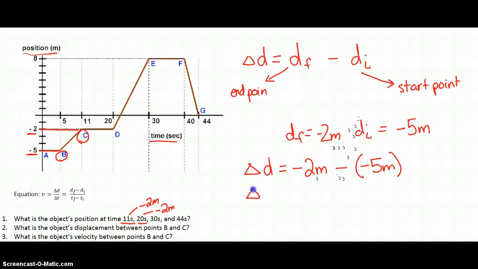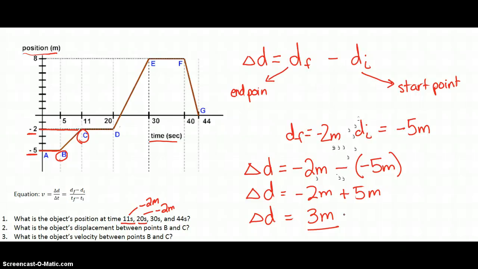This is the same as writing negative 2 meters plus 5 meters. So delta d, my displacement, is 3 meters. And that's my answer.